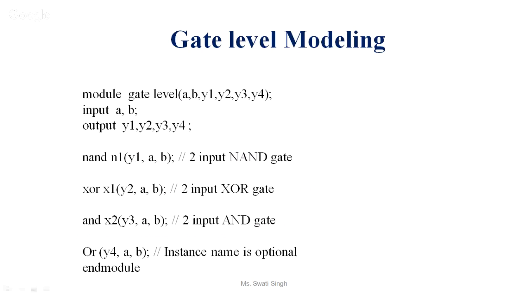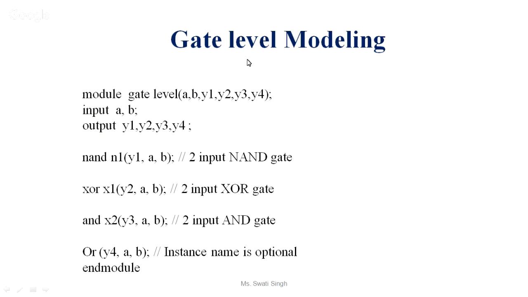First of all, gate level modeling. Suppose I am taking an example. I am creating a module, giving it the name gate level, and assigning some variables: a, b, y1, y2, y3, and y4. Out of these six variables, a and b are inputs, so we have to declare input a and b. Then y1, y2, y3, and y4 are the outputs, so we have to declare output y1, y2, y3, and y4.